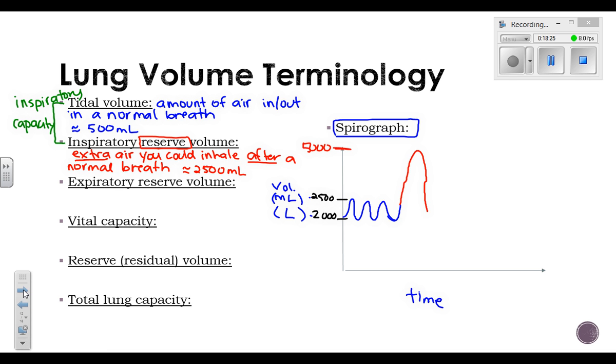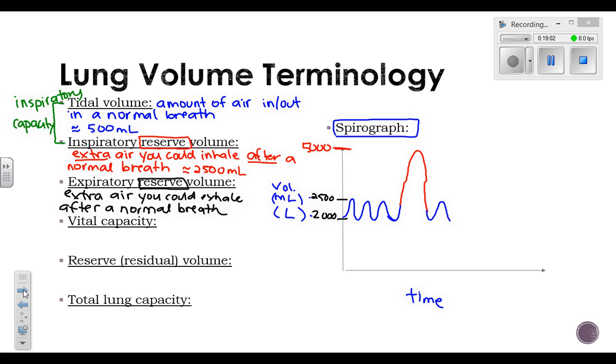Now I'm just going to put one more section of regular breathing in between so that there's a distinction. And the next one we'll do is expiratory reserve. Your expiratory reserve volume, keyword reserve, is very similar to inspiratory reserve. It is the extra air you could exhale after a normal breath.